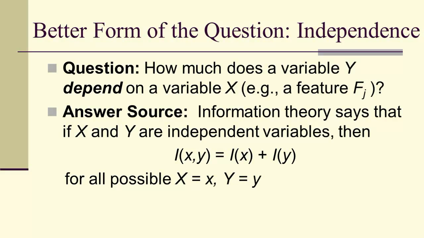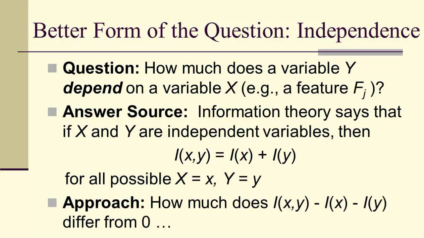Well, remember, information theory says that if x and y are independent variables, then the joint self-information of x and y is equal to the sum of the individual informations for all values, little x and little y, that are possible outcomes of capital X and capital Y. So capital X and capital Y are independent if this condition holds. So how much does this difference differ from 0? Of course, it's equal to 0 if these are independent variables. But we're going to look at it in a little different form.